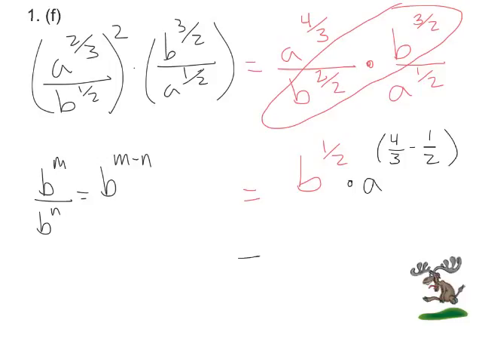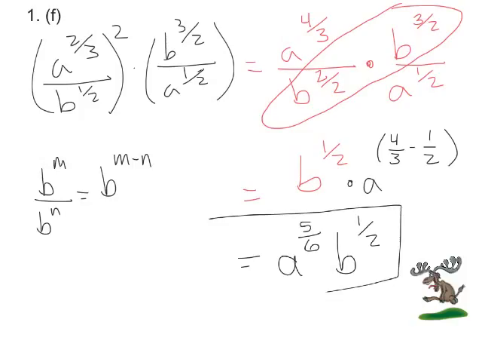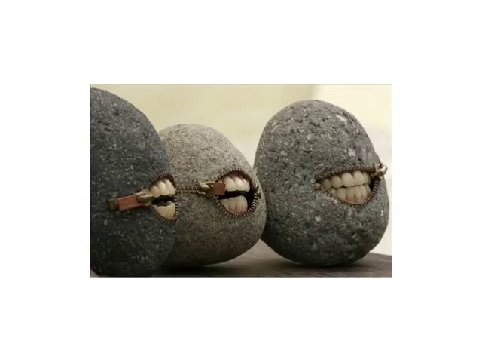And with a little bit of manipulation, we find that 4/3 minus 1/2 is 5/6. There we go. Man, this rocks.